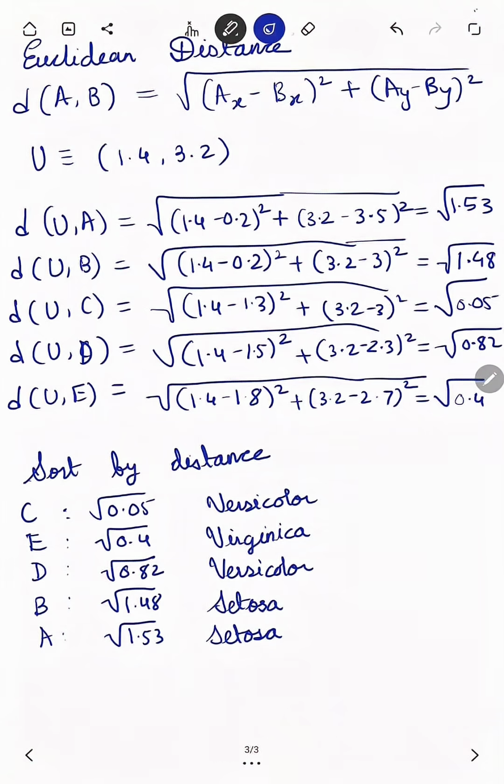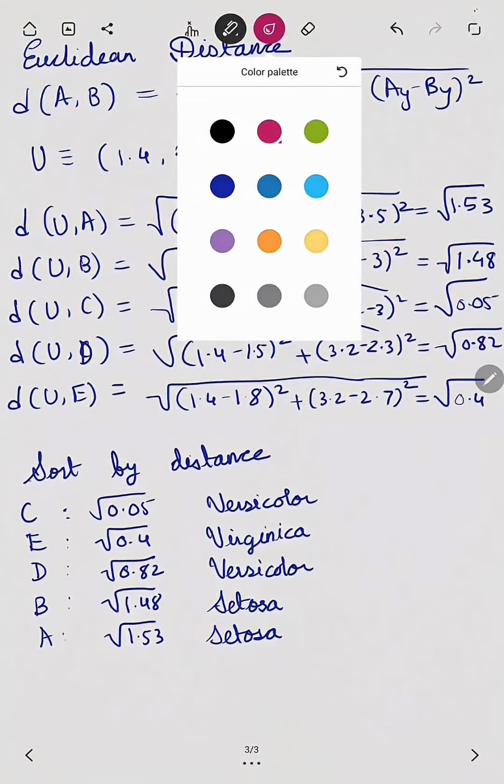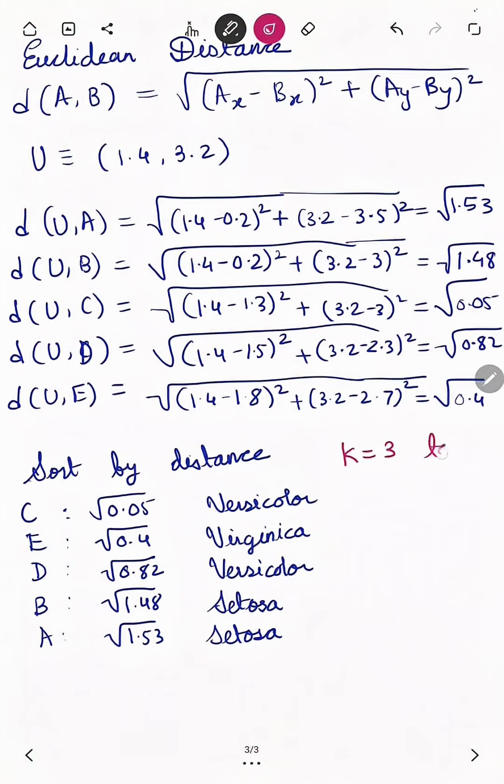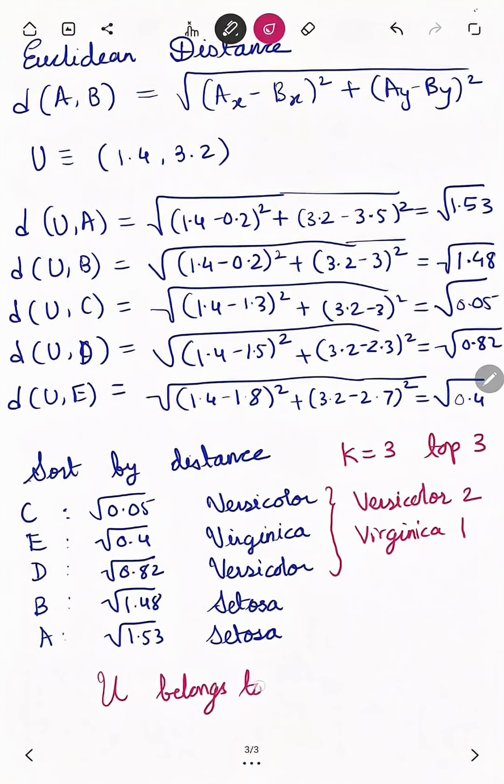Now we'll take a value of K, that is how many neighbors. So in this case we'll take the top 3, so the top 3 closest neighbors or nearest neighbors. So that's where the name k nearest neighbor comes from. So we take the top 3 nearest neighbors and we see that of these top 3, versicolor is 2 and virginica is 1. So we'll say that the unknown sample belongs to the versicolor species.